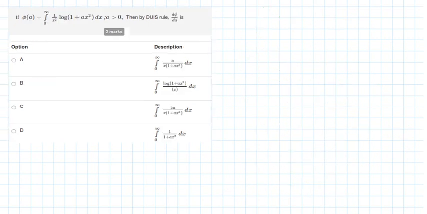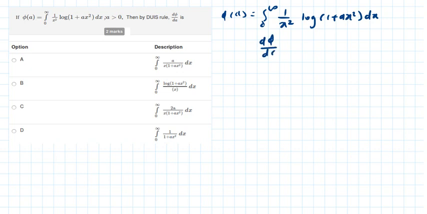Next question: if phi of a is given as the integration from 0 to infinity of 1 by x square log of 1 plus a x square dx, then what is the value of d phi by da? So this is our question.